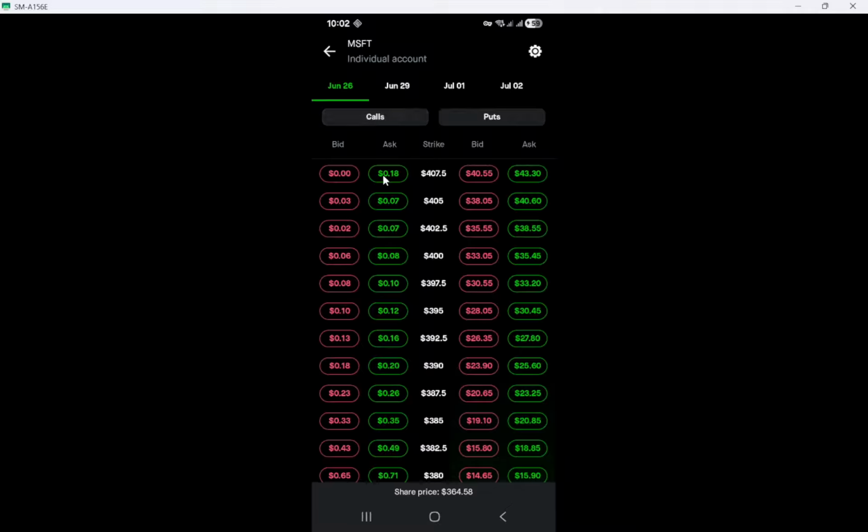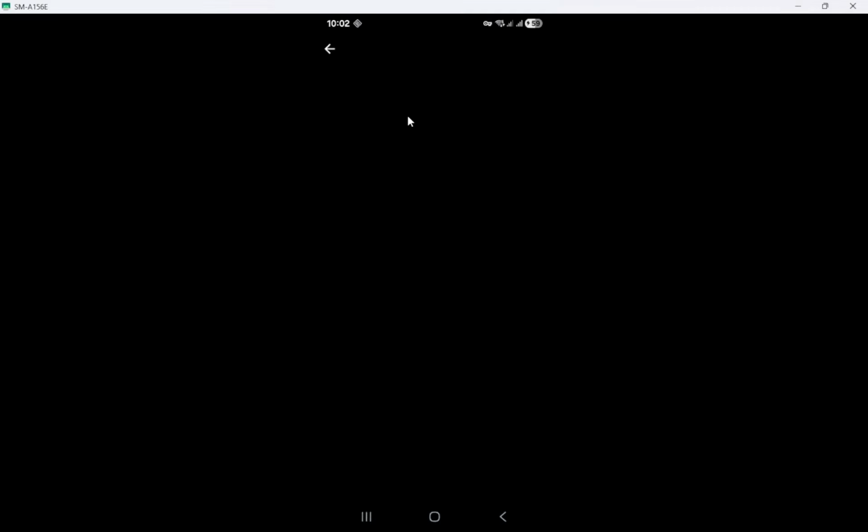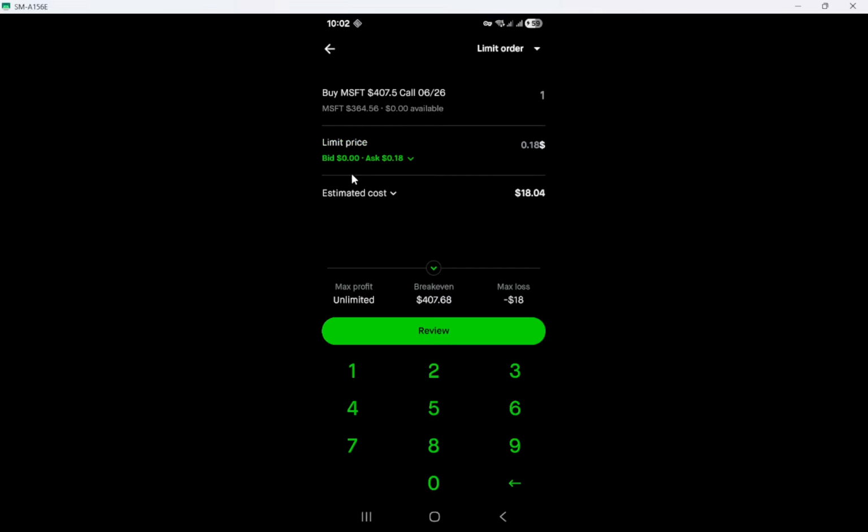A crucial point to remember is that options are significantly riskier than buying stocks outright. Before placing any trades, make sure you understand the strike prices, expiration dates, time decay, and the possibility of losing your entire premium.